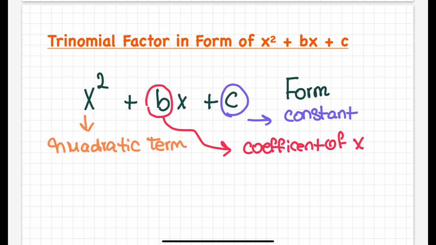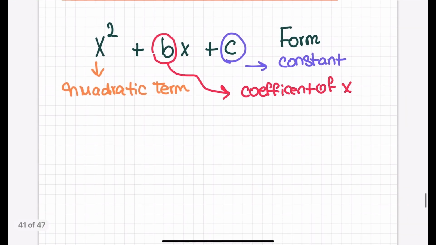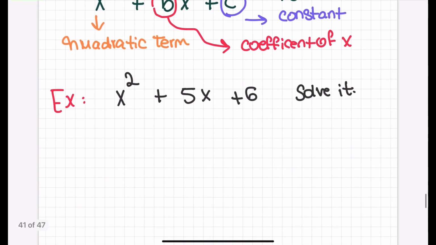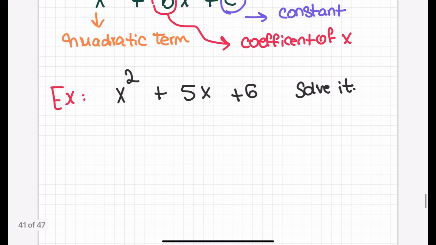The next thing I'm going to show you is an example in this trinomial form. I'm just going to write example here, and our example is x squared plus 5x plus 6. So I'm just going to say solve it. Let's see how we can solve this question. You need to take a look at this x squared, this 6, and this 5x here.